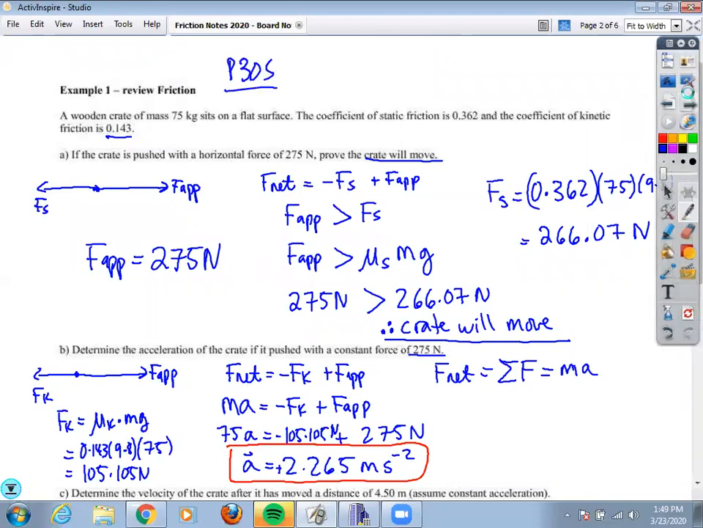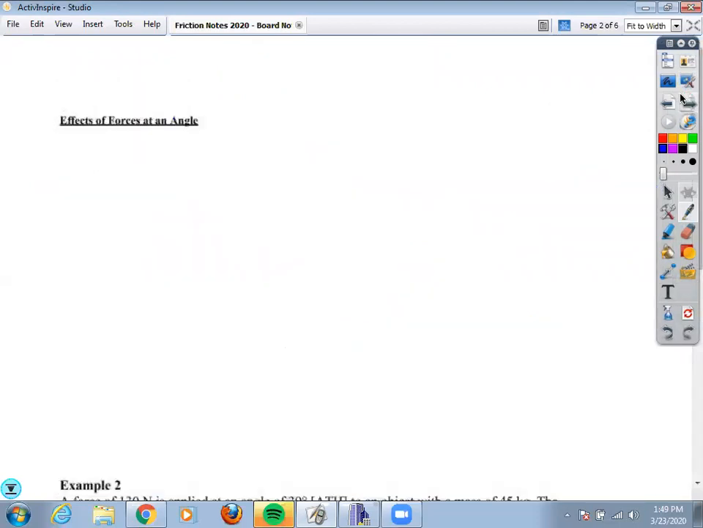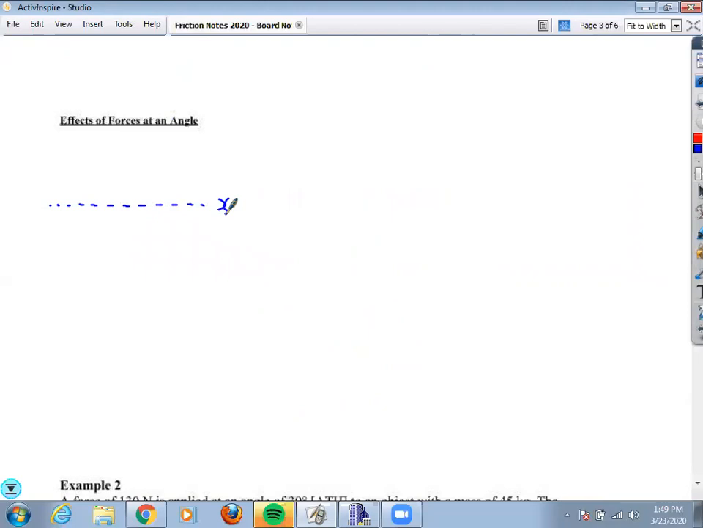Moving on now, we will look at what happens when friction occurs at an angle. So if we look at our horizontal plane, x, there are two possibilities. A force can be applied below the horizontal, or it can be applied above the horizontal. So this would be above the horizontal, ATH, or below the horizontal, BTH.